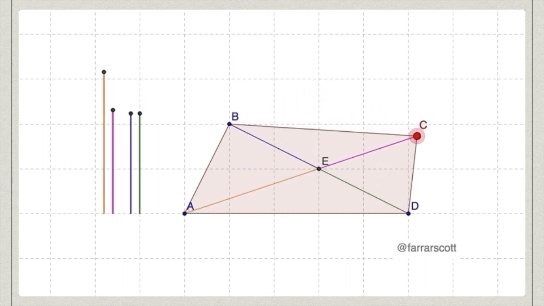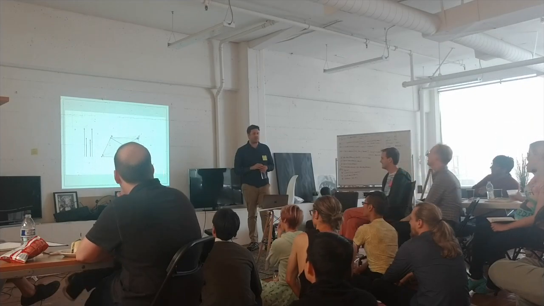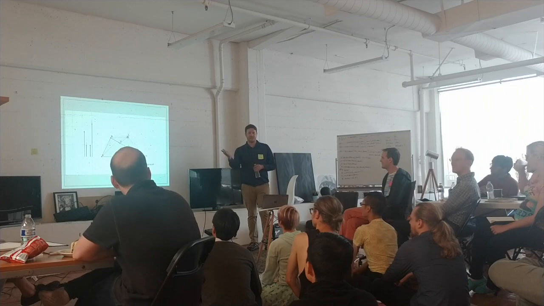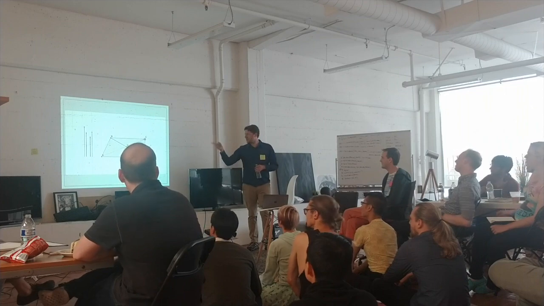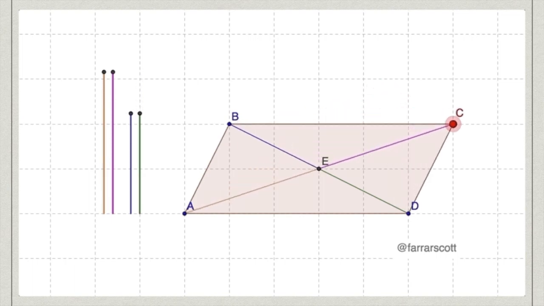E stays on the diagonal between B and D, great. Noticing, anyone else? And on the diagonal between A and C. Also on the diagonal between A and C. So E is on both diagonals. The intersection of both diagonals, great.